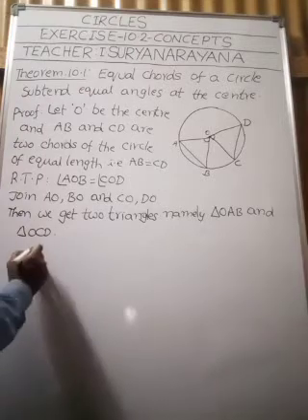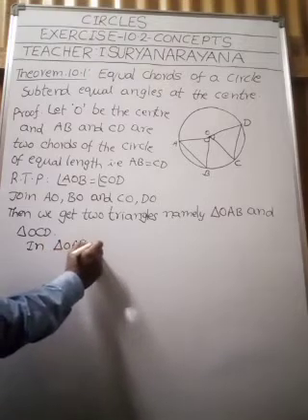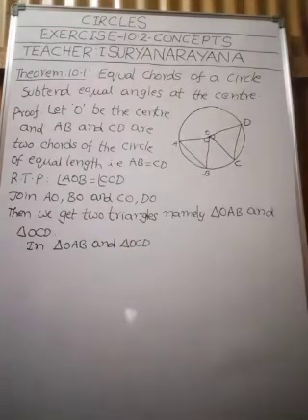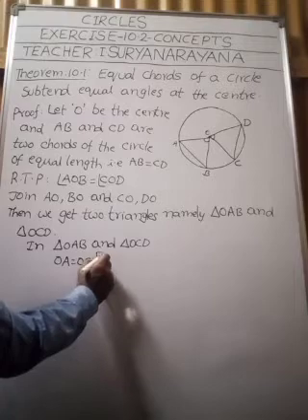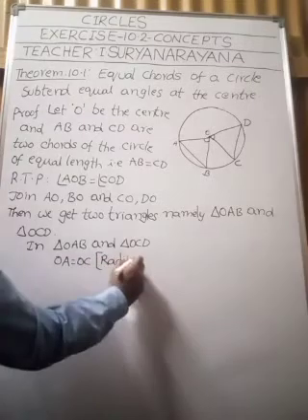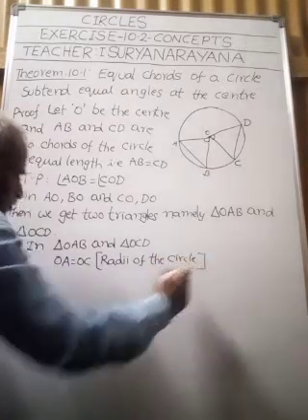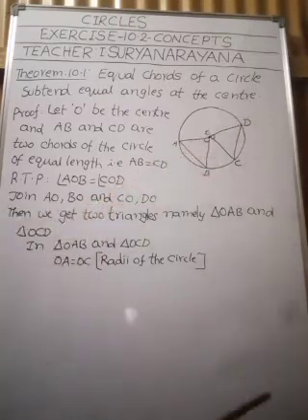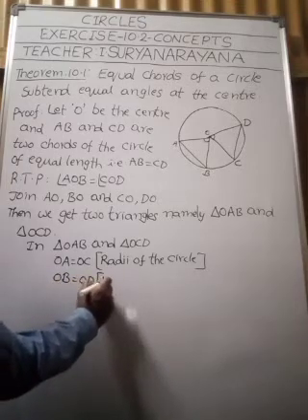Right. In these two triangles, triangle OAB and triangle OCD, OA is equal to OC. Yes or no, my children? Because they are radii of the circle. Similarly, OB is equal to OD. These are also radii.